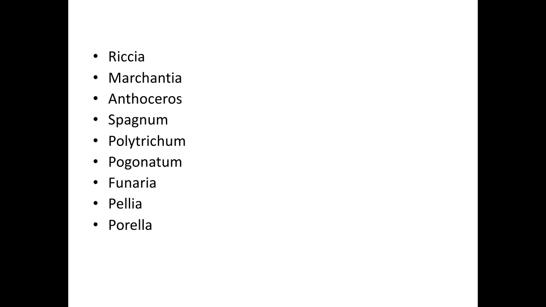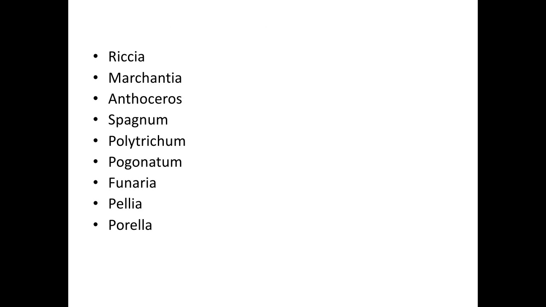Then there are a number of examples of bryophytic plants. For example, Riccia. In Riccia, the plant body is thalloid. There is no differentiation of root, stem and leaves. Then another example is Marchantia. In Marchantia also the plant body is thalloid. There is no differentiation of root, stem and leaves.